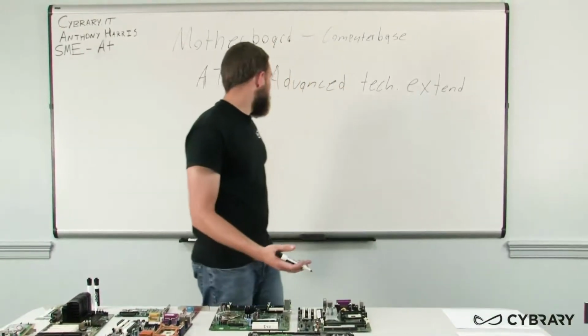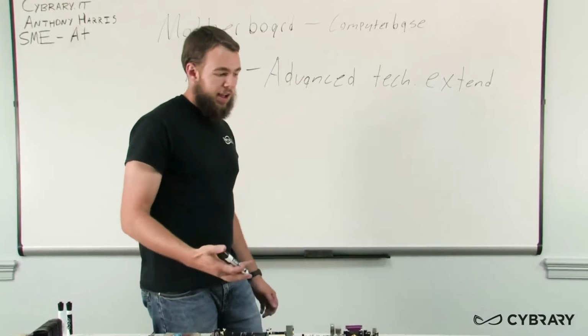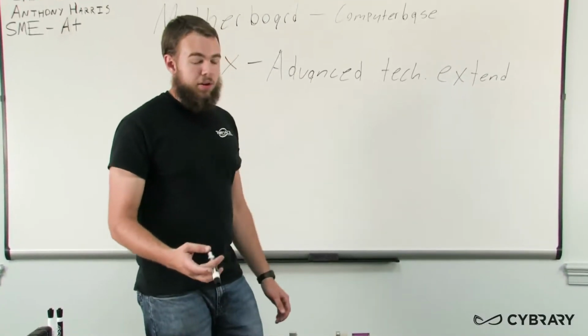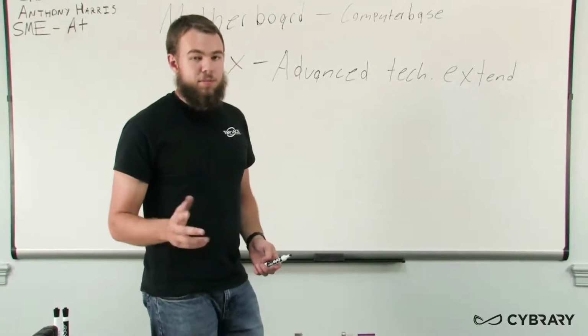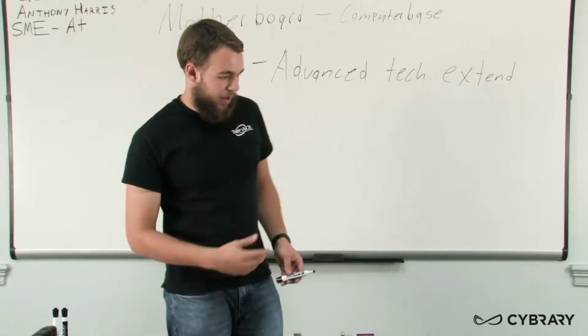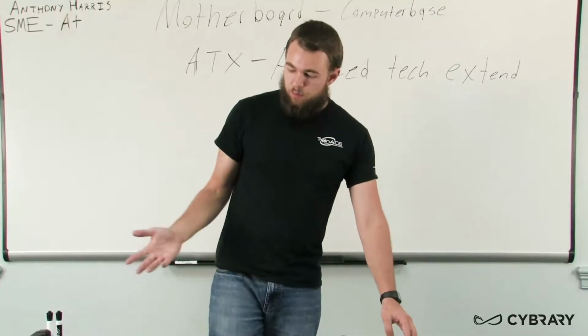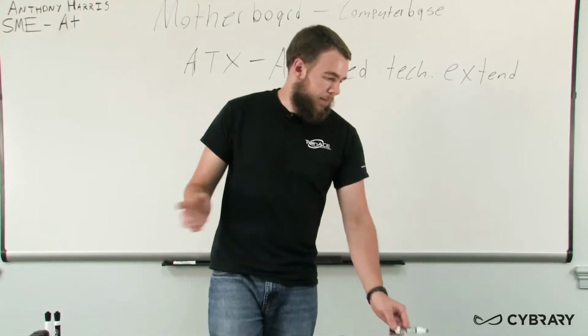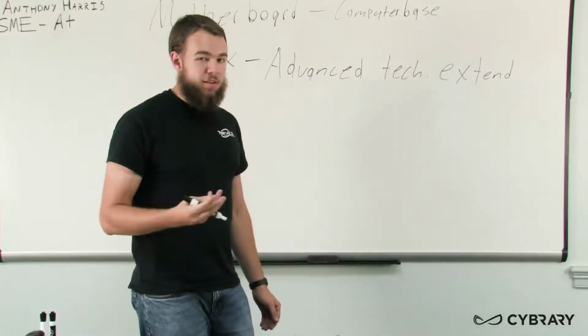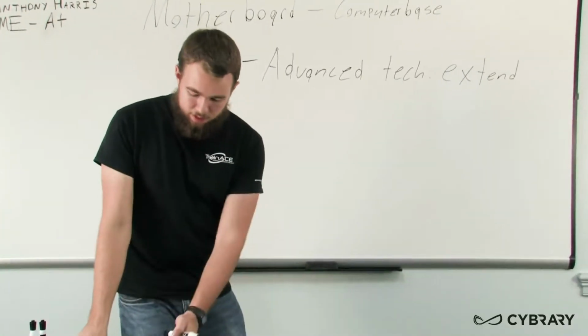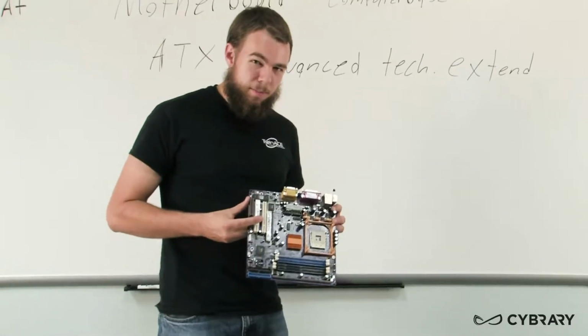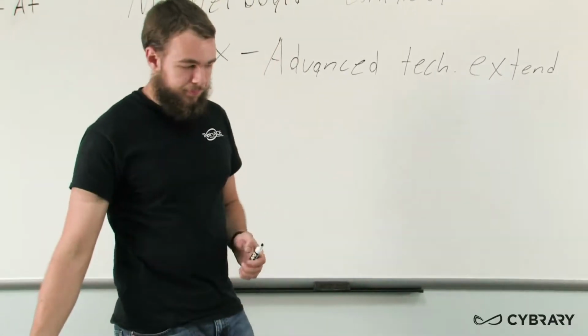So we've talked about our ATX, and we've also talked about our micro ATX. The next one we need to talk about is the ITX. Now, the ITX is a little bit smaller than the ATX. The mini-ITX, which unfortunately we don't have an example here, is going to be a maximum of 6.7 inches by 6.7 inches. So even smaller than the micro ATX.